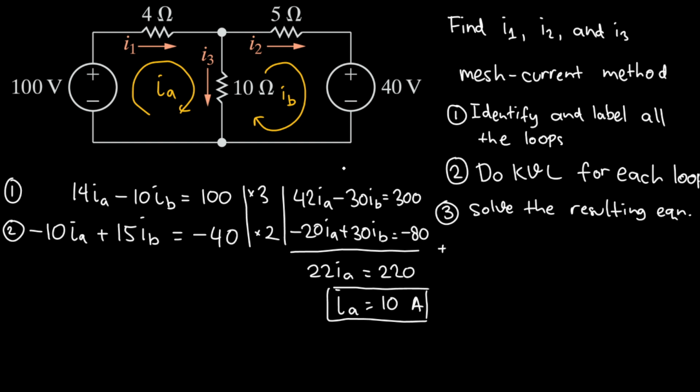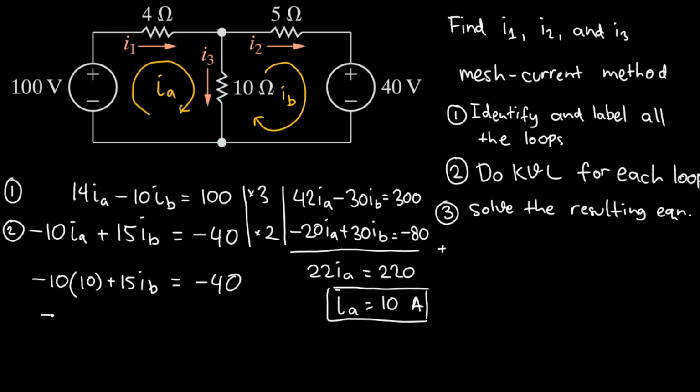Okay, but then we still need to find out what IB is. We can just plug this into one of the equations. So let's plug it into equation number 2. So we will have minus 10. And what is IA? IA is 10. And then plus 15 IB. And that will equal to minus 40.